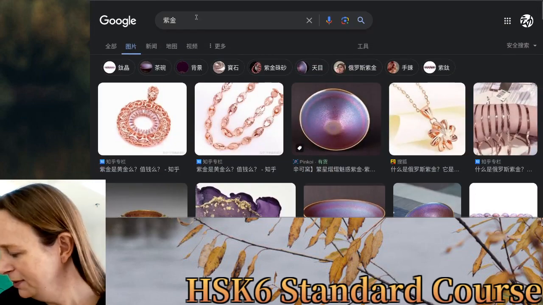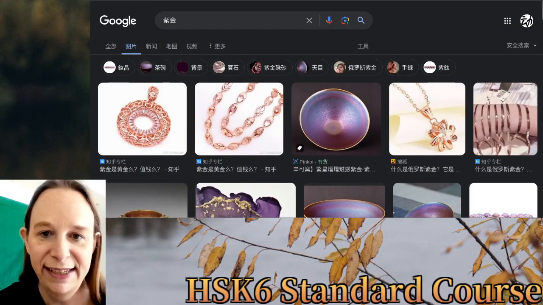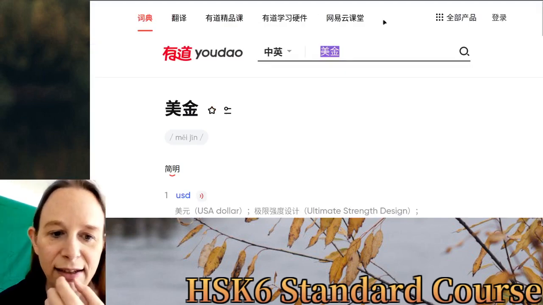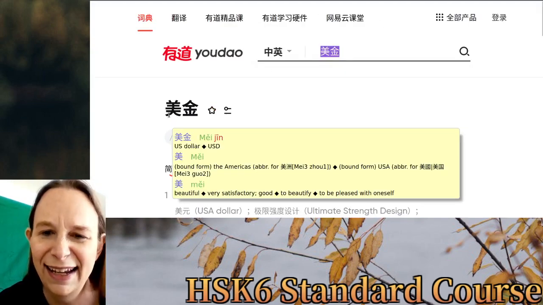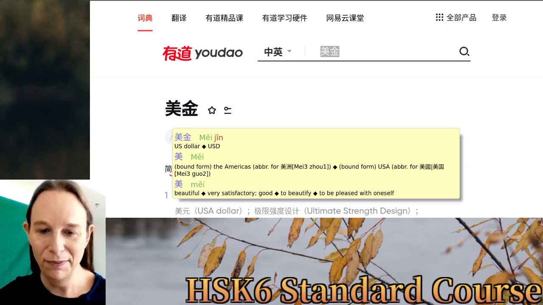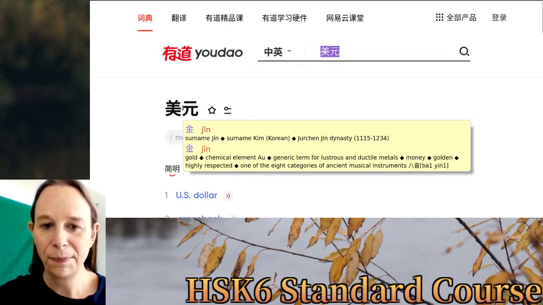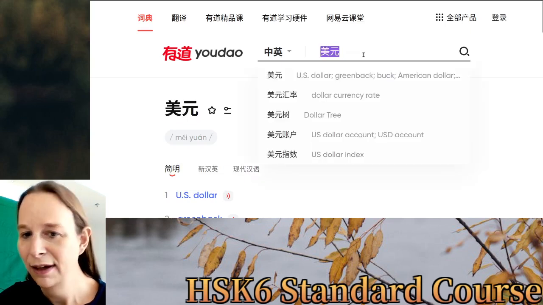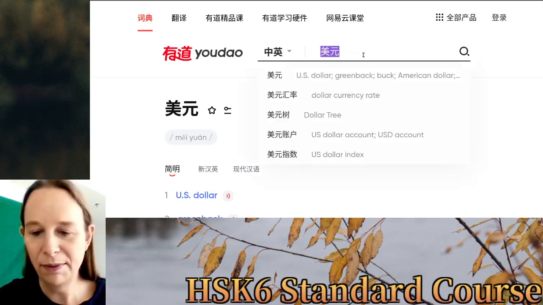All right, what were we talking about? Oh, next was 美金. So what is 美金? Oh yeah, it's another word for US dollar. I forgot about that. Usually you say 美元. 美元. Well, that's what I usually say. Okay, the other one was 资金.